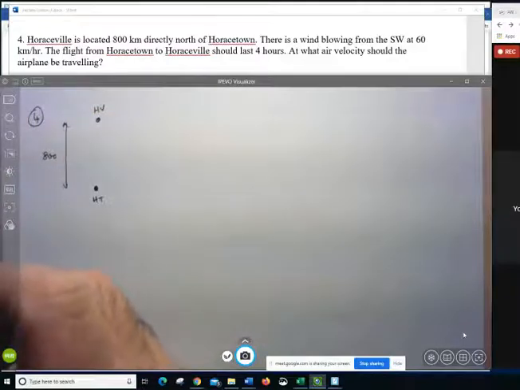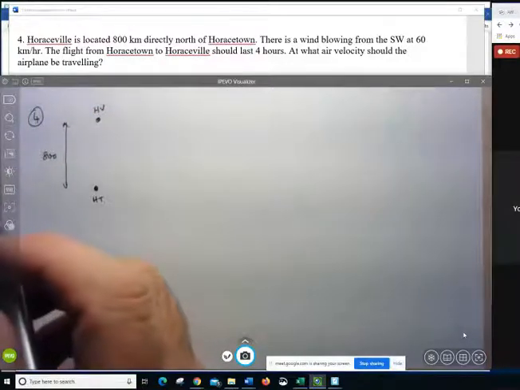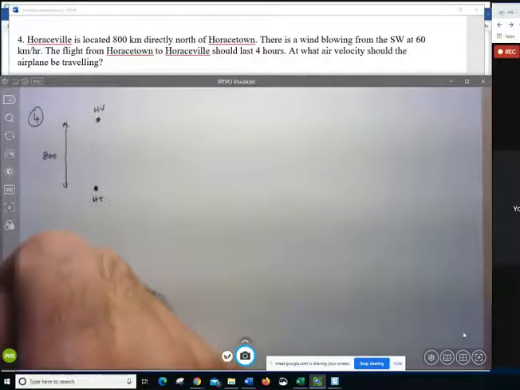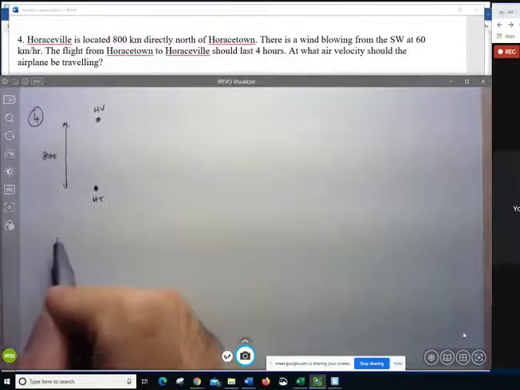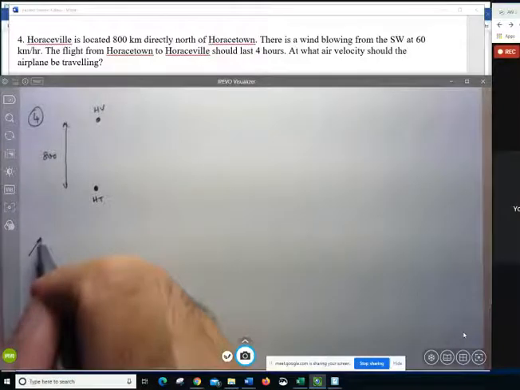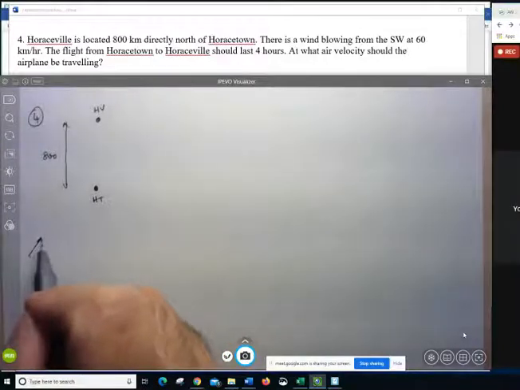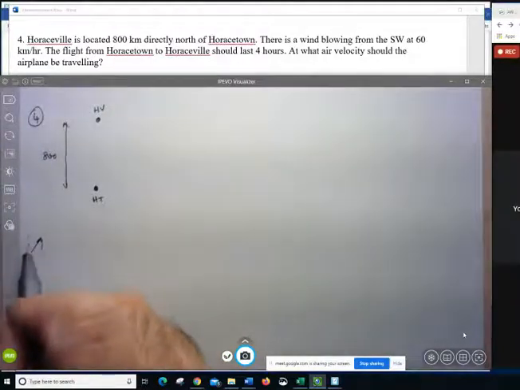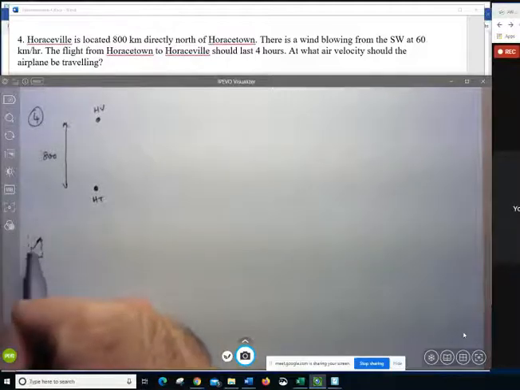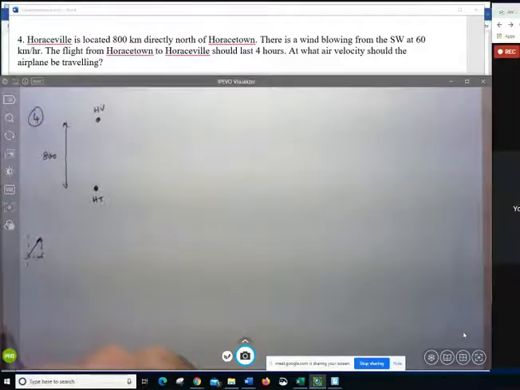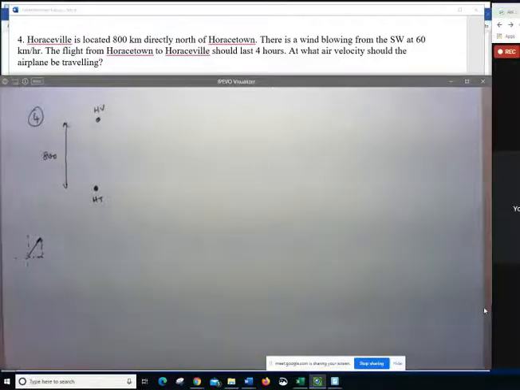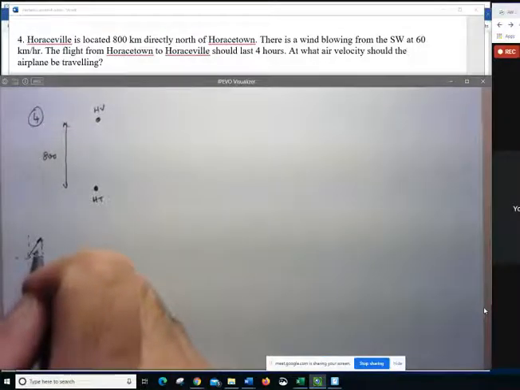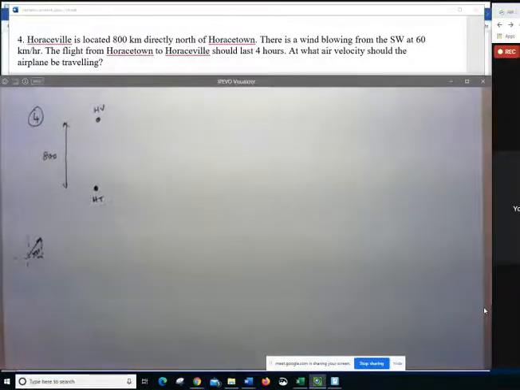All right. It says the wind is blowing from the southwest. So from the southwest, from here, meaning it's going northeast. Now again, we haven't necessarily said that, but it makes sense that if I'm doing northeast, it's right in between. When there's no angle specified, it's right in between. So this would be 45 degrees.